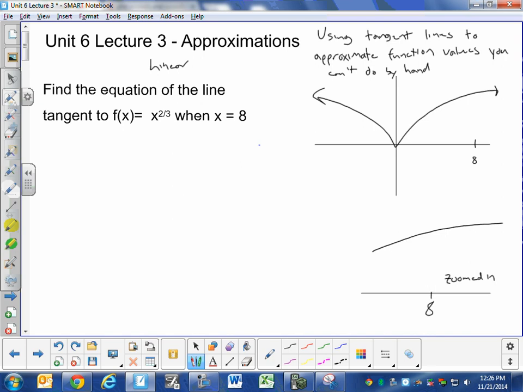So we'll start by doing this little activity. We're going to find the equation of the line tangent to f of x equals x to the 2/3 when x is 8. So go do that. Remember, for a tangent line, we need our tangent slope, and we'll need our point. And all together, we'll put that in our y minus y1 equals m times x minus x1 point slope formula.